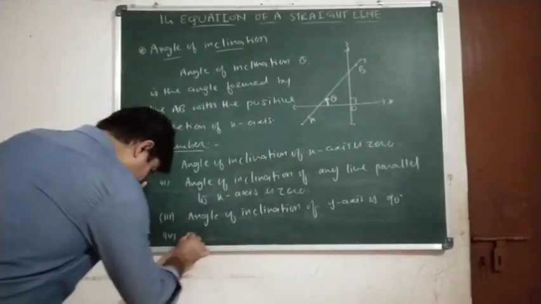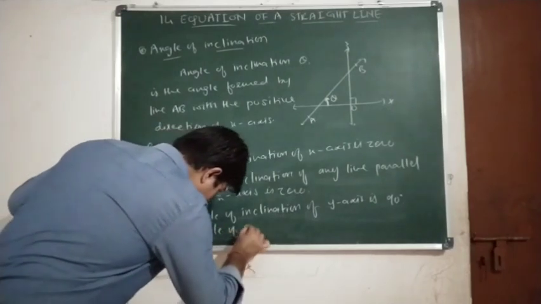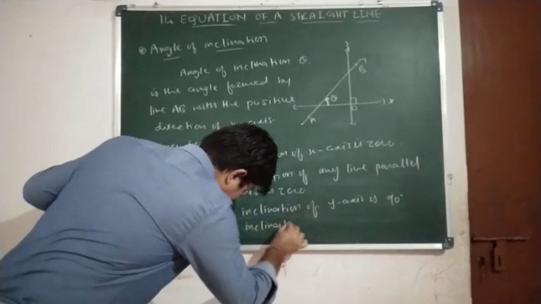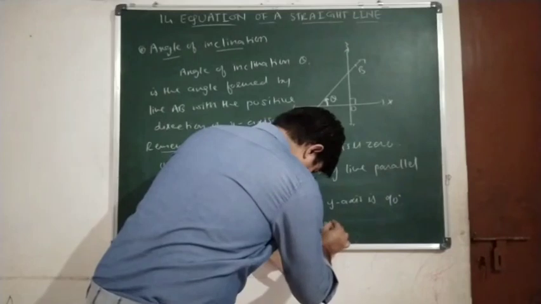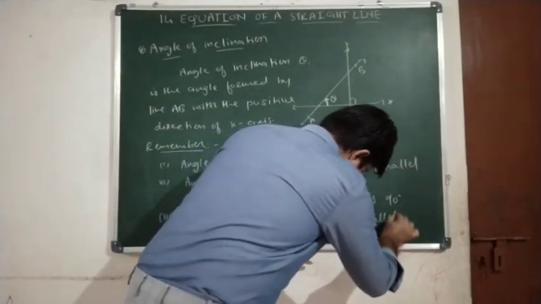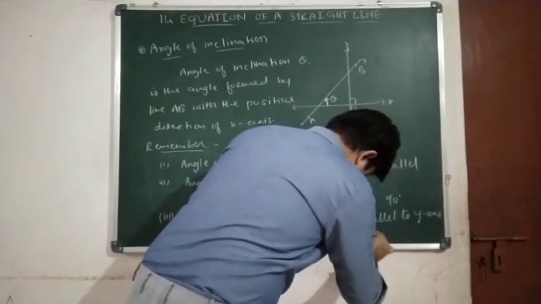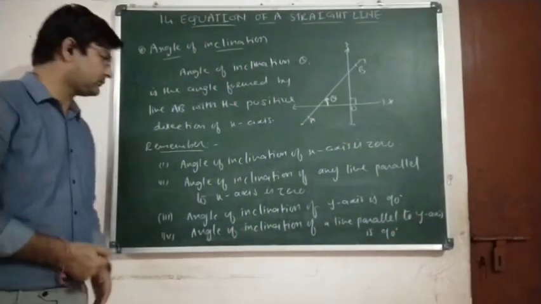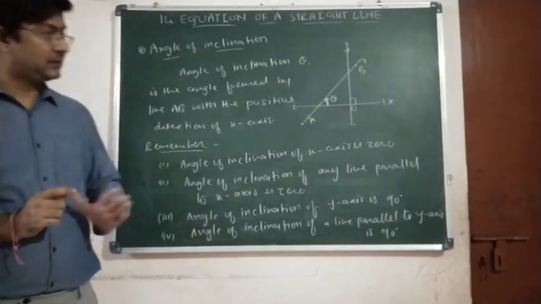So the fourth point is angle of inclination of a line parallel to y-axis is also 90 degree. Clear? So you have understood what an angle of inclination is.